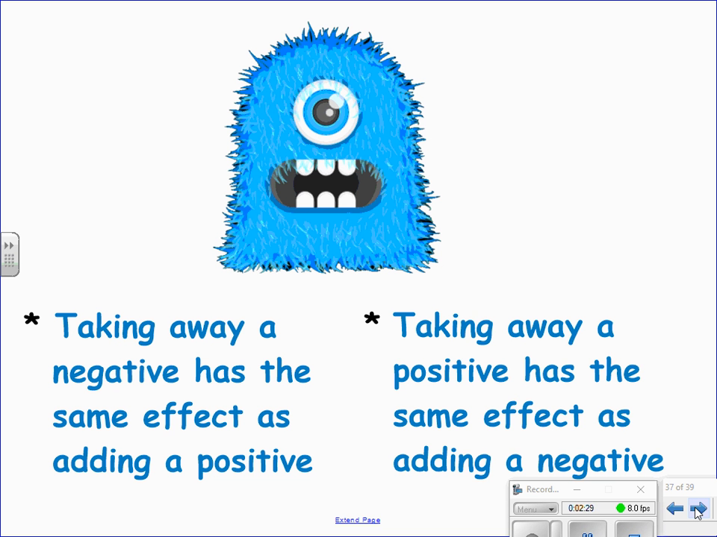This is where it starts to get a little hairy. We thought we had adding rational numbers at our fingertips. But it's not really all that difficult if you keep in mind these 2 general rules. Taking away a negative has the same effect as adding a positive. Something that's less negative is at the same time becoming more positive. And our other rule, taking away a positive, has the same effect as adding a negative. Meaning, if something is less positive, in essence, it's becoming more negative.